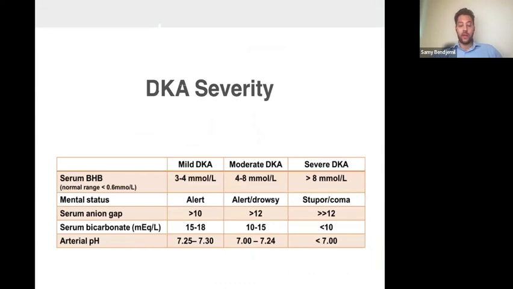Severity of DKA can be separated based on the degree of acidosis, as well as your bicarb deficiency, anion gap, and your mental status. Your mental status, of course, can be as bad as entering a state of coma, whereas your anion gap can even be greater than 12, with pHs even going lower than 7.